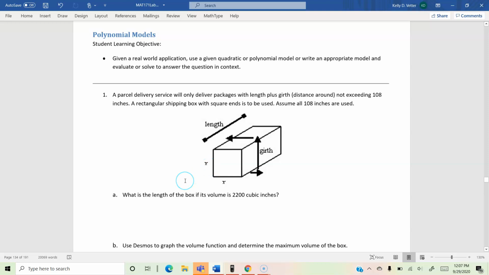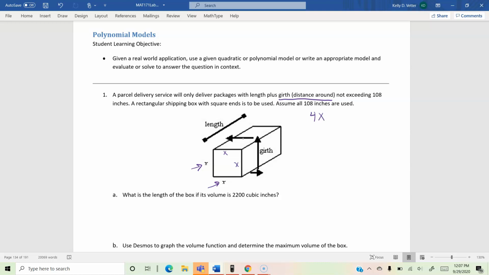And one thing you need to first understand is what they're talking about when they mention girth, okay, and that's your distance around the box. So you can see the arrows down here. You've got to go all the way around that whole box. So if this side is x and this side is x, then obviously this is x and this is x, right? It's a square, and your girth is going to be 4x, because you have to go all the way around all four sides.